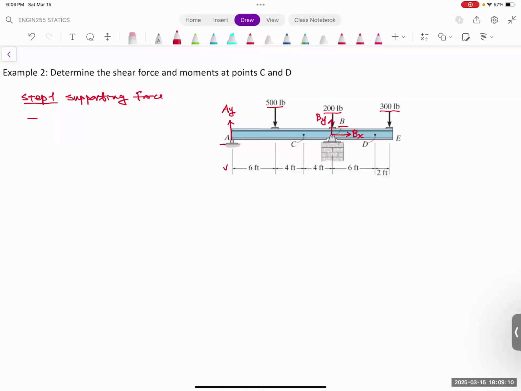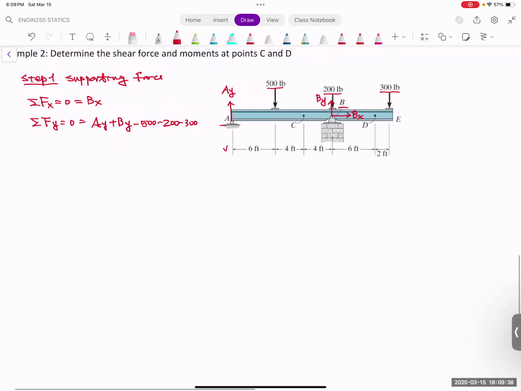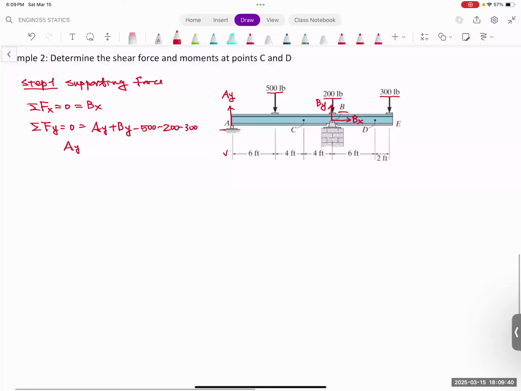So we're going to do a summation F of x equal to 0. In the x direction, we only have BX, so BX is equal to 0. We do a summation of force in the y direction equal to 0. In the y direction, we have AY, we have BY, and we have 3 forces going down, which is minus 500, minus 200, minus 300, that's equal to 0. And this will give us AY plus BY is equal to 1,000 pounds.